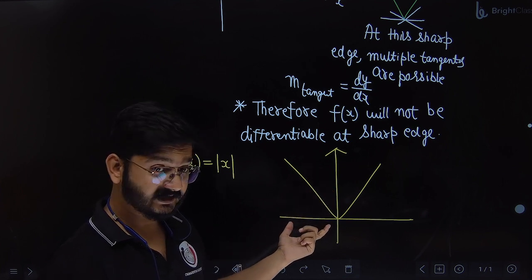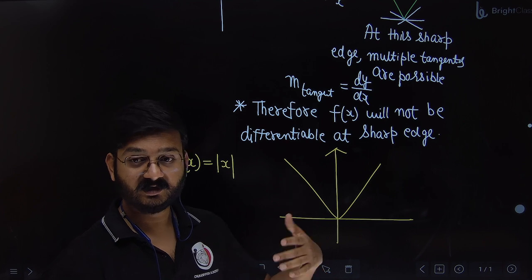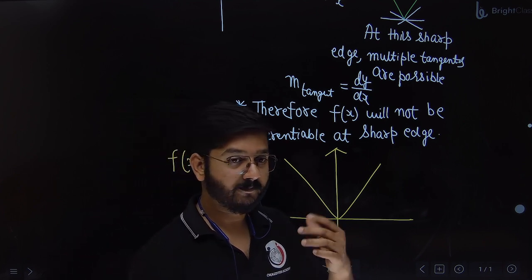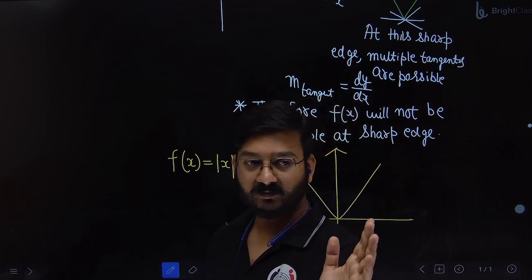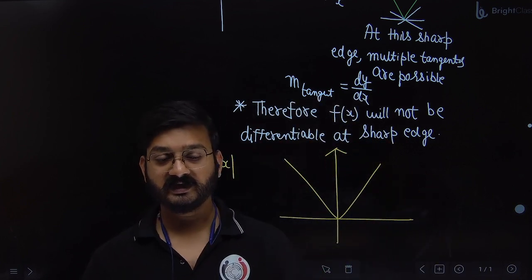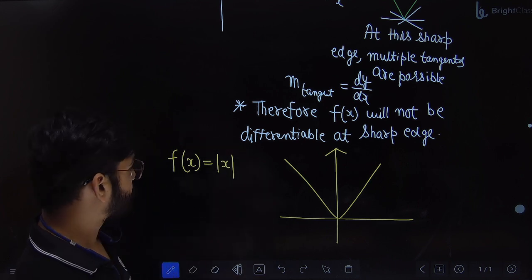What is x? X is negative. But what is the answer? Positive, because that is the meaning of the mod function. So when you open the mod, if you remember the basics, on the left side of the critical point it will be negative, and on the right side of the critical point it will be positive. That's how we open the mod.